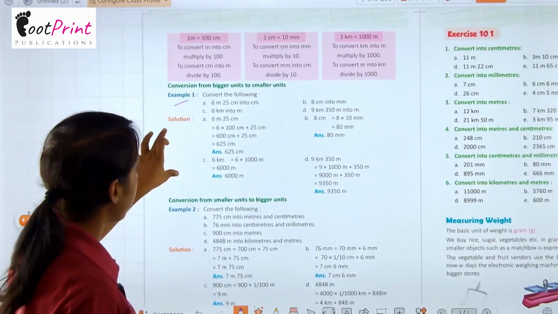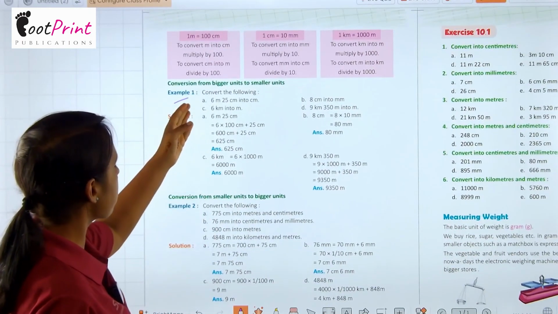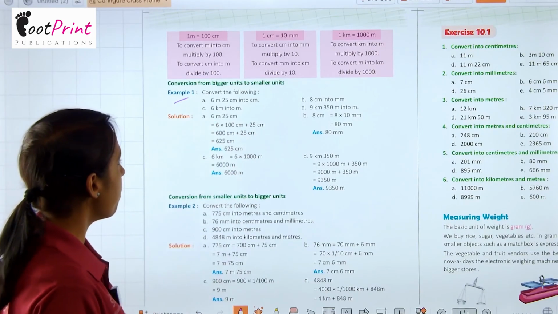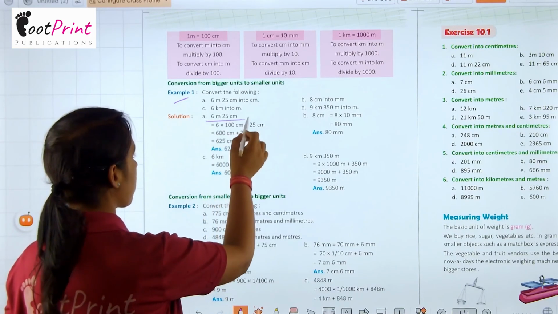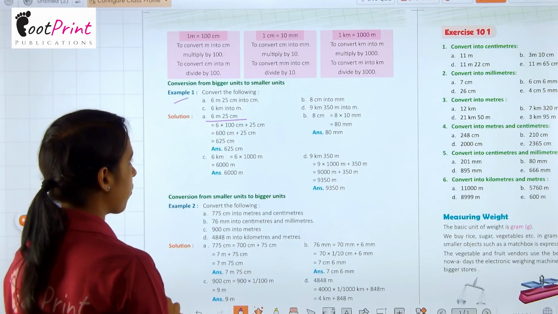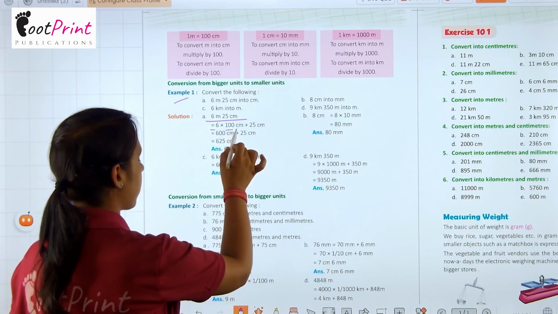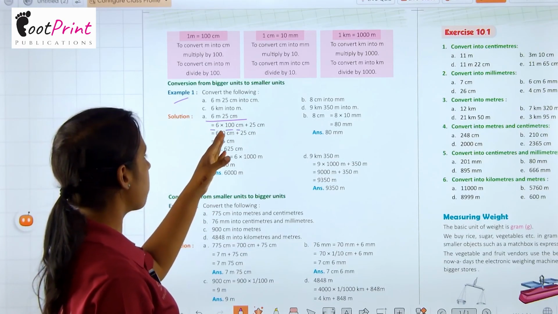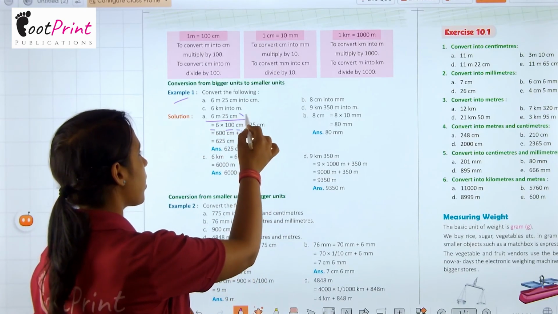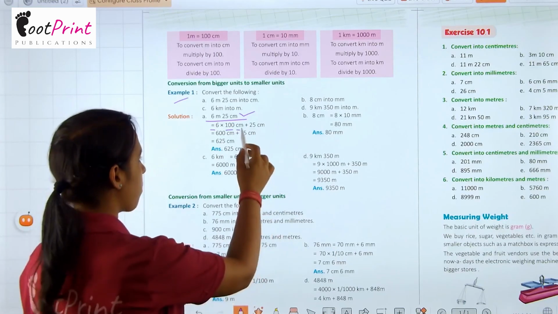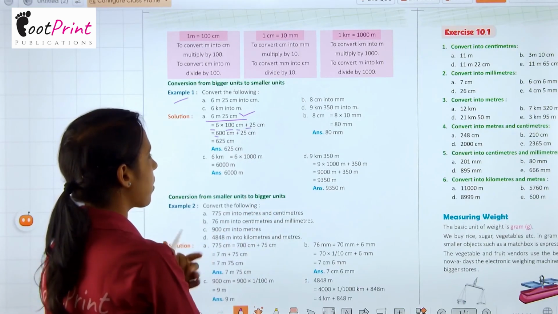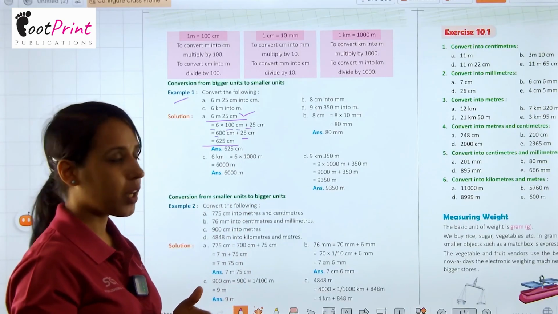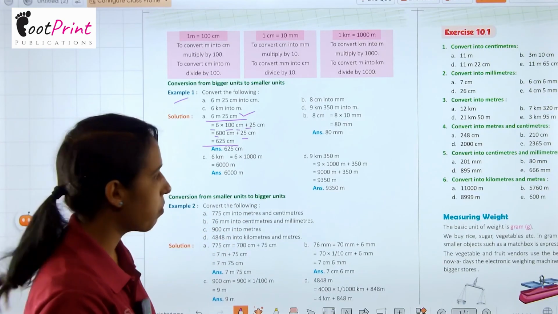Convert the following. Okay. So first we have 6 meter 25 centimeter. We have to convert it into centimeter. So 6 meter 25 centimeter will be 6 into 100 centimeter, because we have to convert meter into centimeter, so we will multiply it by 100, and centimeter is already given here, so we will add it. So it will become 600 centimeter plus 25 centimeter, and the answer will become 625 centimeter.